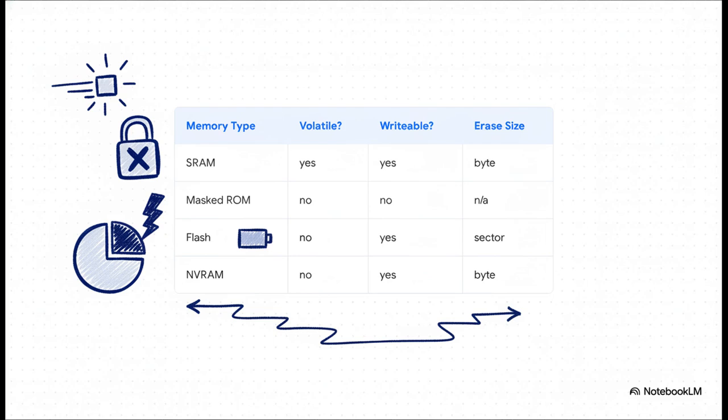Before we test anything, we've got to know exactly what we're dealing with. If we look at the landscape of device characteristics, we've got a few different characters. There's SRAM, which is volatile and byte-writable. Honestly, that makes it pretty straightforward to test. Masked ROM, on the other hand, not writable at all. And then we have flash and NVRAM. Now, keep a close eye on that erase size column for flash. We are definitely going to be coming back to the whole headache of sector-based erasing a bit later in the explainer.